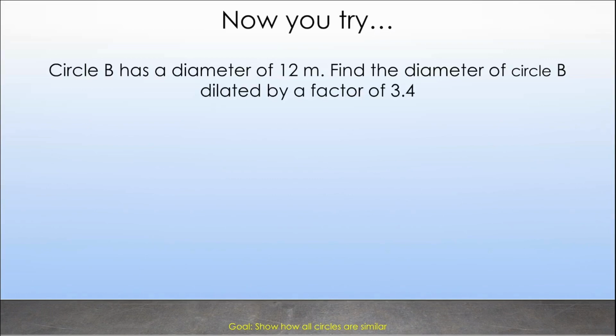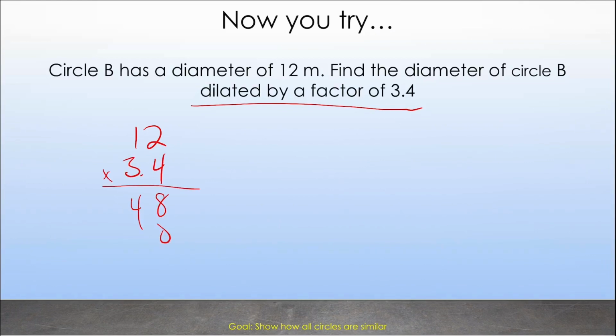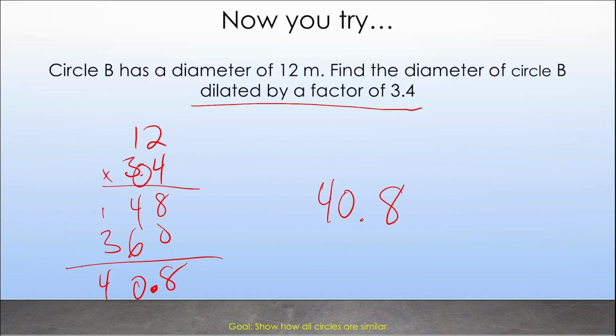Now I want you to try. Pause the video, give it a try. So circle B has a diameter of 12 meters. Find the diameter of a circle that is dilated by a factor of 3.4. 12 times 3.4, we get 408, with 1 decimal point, so I know it's going to be 40.8 meters. Boom, that's simple.